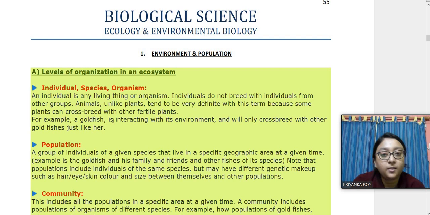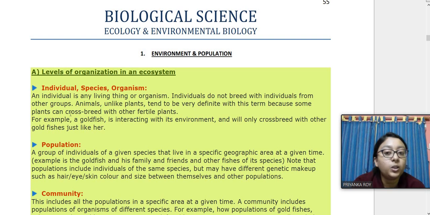So in this topic, the first thing that you need to understand is the levels of organization in an ecosystem. Starting from the lowest level to the highest level, the first one is the species or individual. An individual, as you can understand, is any living thing or organism. Like I am an individual, you are an individual.